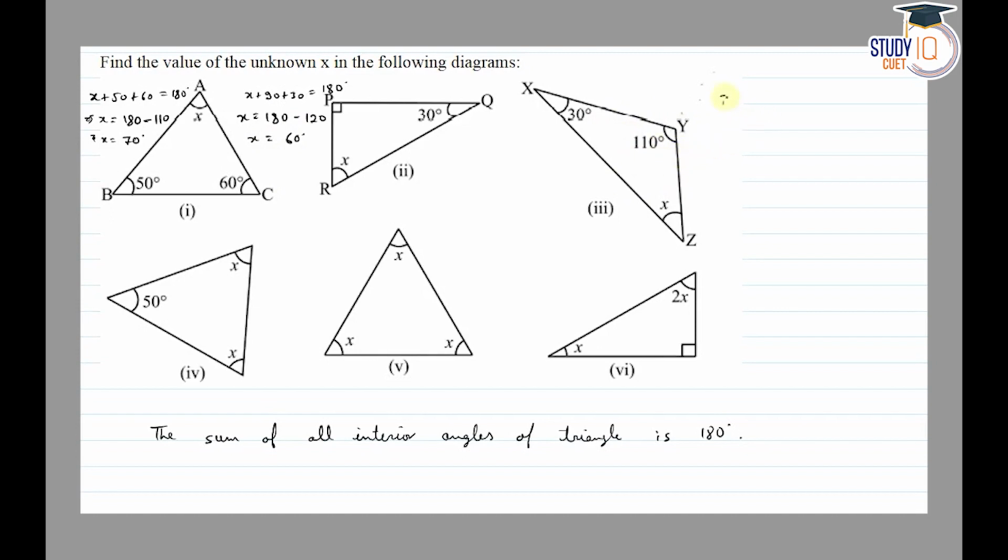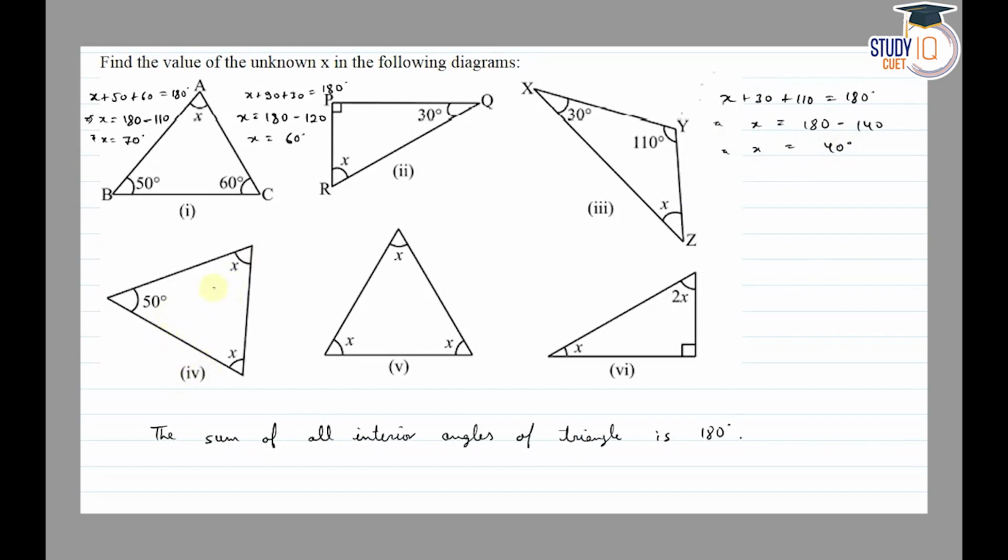In third, sum of all interior angles. So there are x plus 30 plus 110 is equal to 180. So x is equal to 180 minus 110 plus 30 is equal to 140. So x is equal to 40 degree.